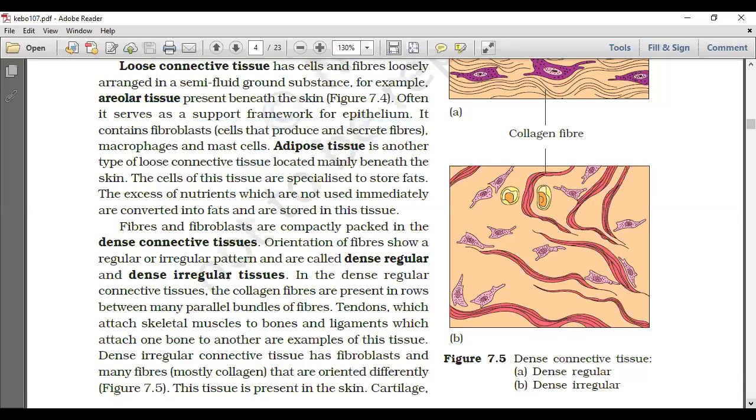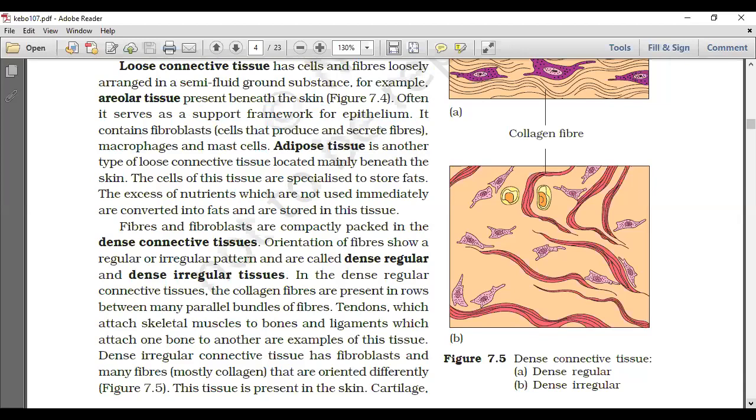Areolar connective tissue contains fibroblasts, cells that produce and secrete fibers, macrophages, and mast cells.